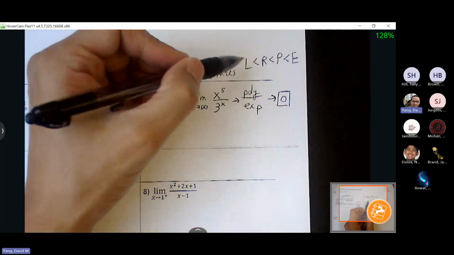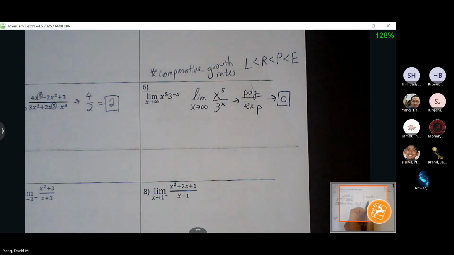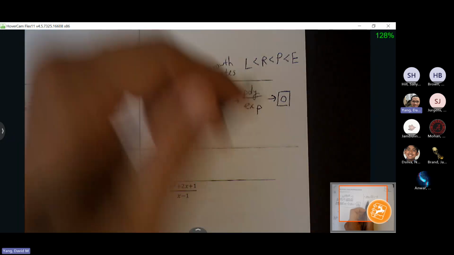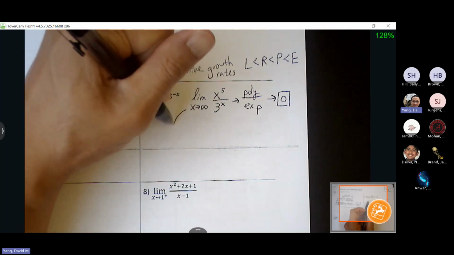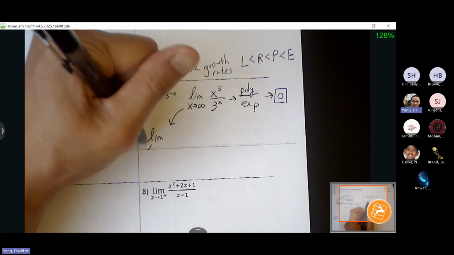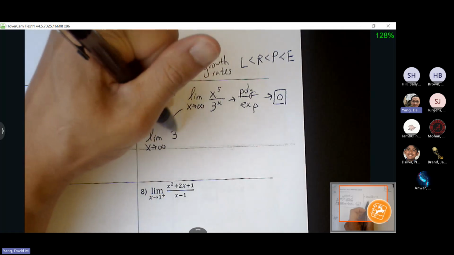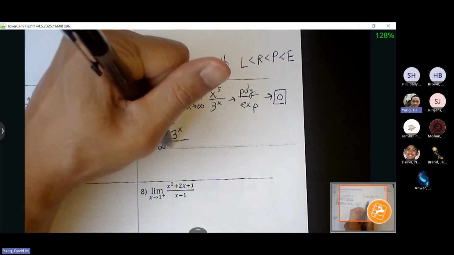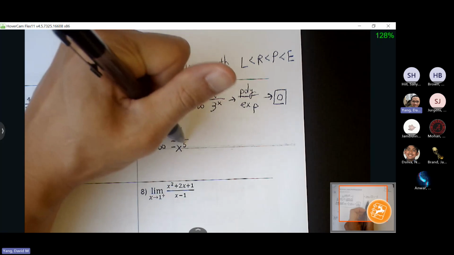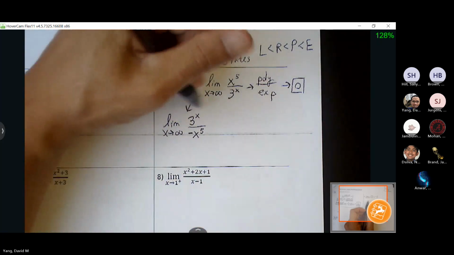L is logs. Got logs, radicals, polynomials, exponentials. So if it was faster or slower, you would test that. That's right. So let's do a variation of this problem. If it was the limit as x approaches infinity, let's say, of 3 to the x over negative x to the fifth. Again, compare the growth rates.